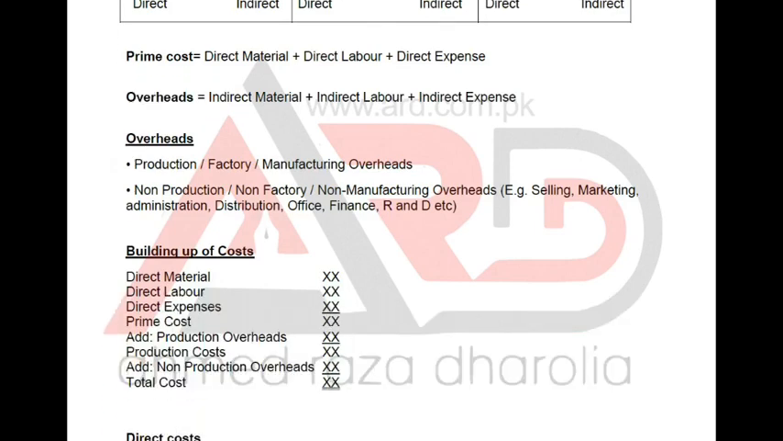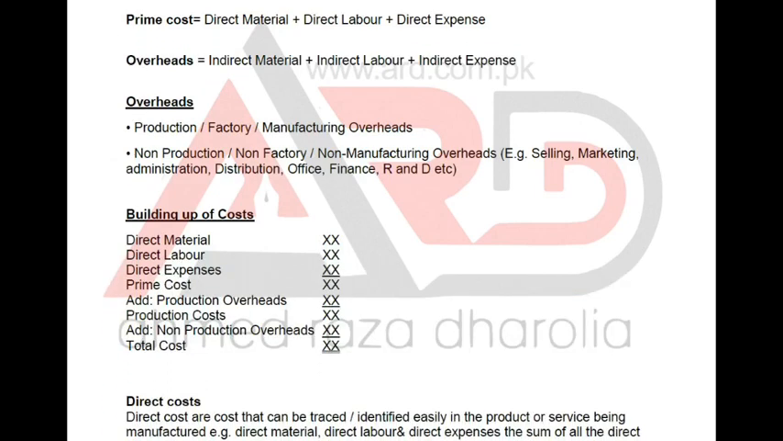Then we have building up of cost. If we are calculating the cost of a particular product, what is the correct sequence? Firstly, we will write all the direct costs: direct material, direct labor, direct expense. As we already discussed previously, the sum of all direct costs is known as prime cost.